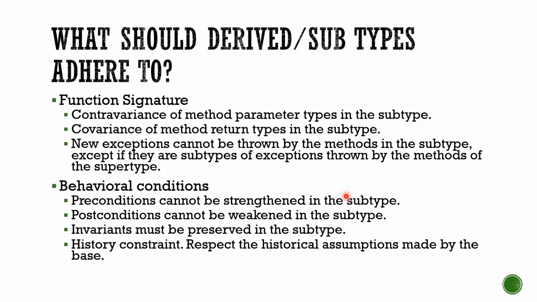Also, if your function signature includes an exception, then you cannot throw a different exception. At the most, you can throw a derived exception. As a part of behavior, you cannot make the preconditions stronger and postconditions weaker. Also, the invariants must be preserved. In addition to this, if there are any historical assumptions, then the derived type cannot break them.